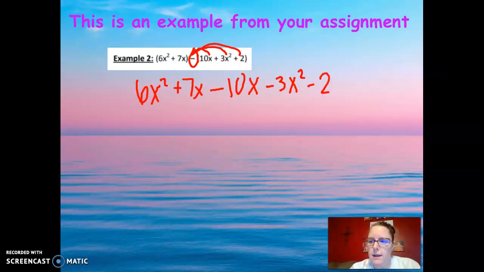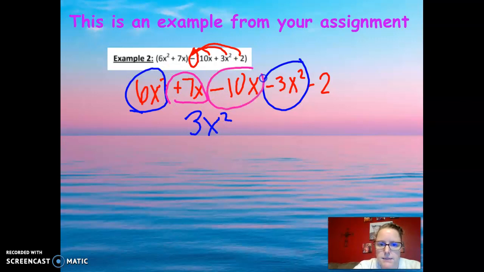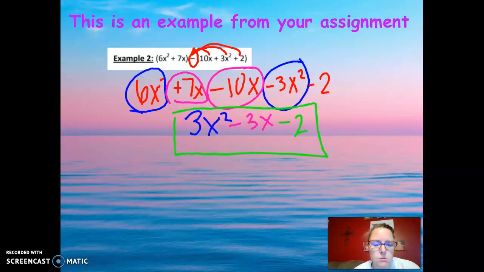Now we can go ahead and combine like terms. So 6x squared minus 3x squared is going to give me 3x squared. Positive 7x minus 10x is going to give me negative 3x. And then the constant of negative 2 does not have anything to combine with, so we're just going to bring it down. So our final answer here is 3x squared minus 3x minus 2.